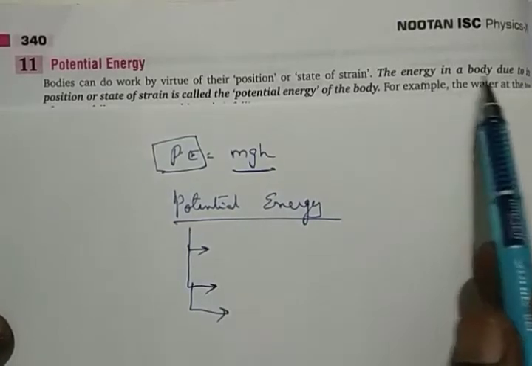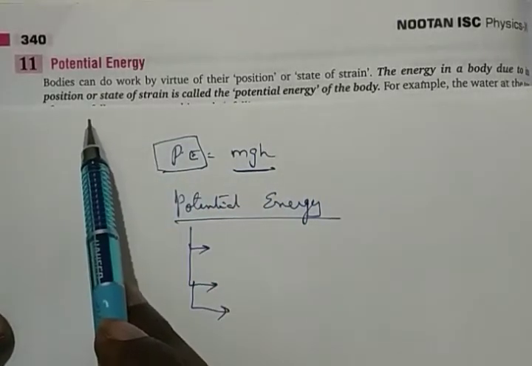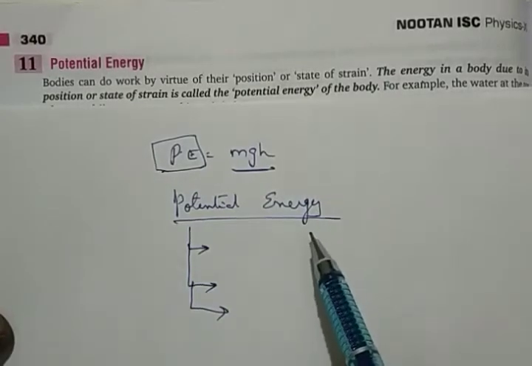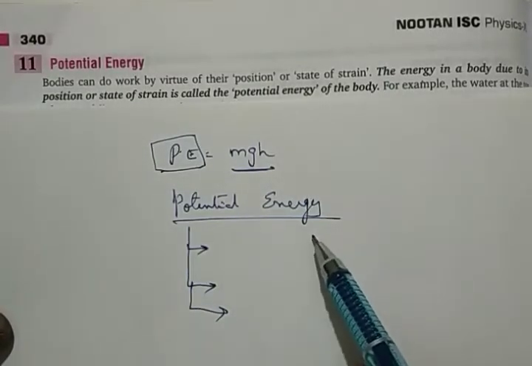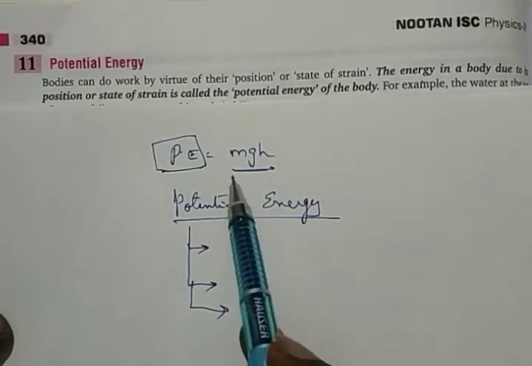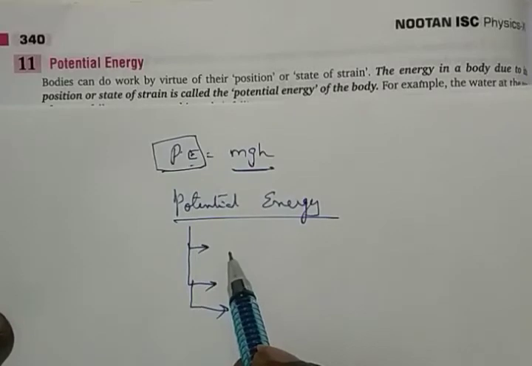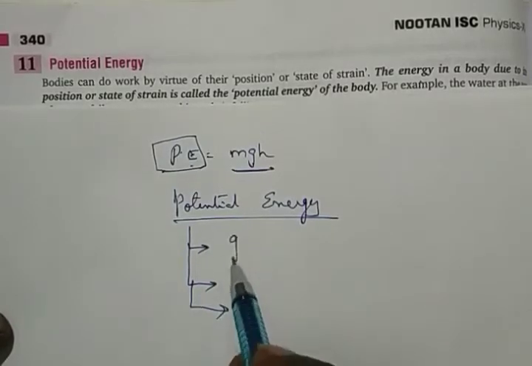I'm just reading from here. It is the energy due to the position. That's the way in which we see potential energy stored in the body. So mgh is one variety of potential energy called gravitational potential energy.